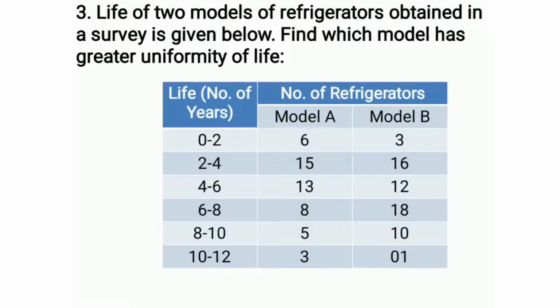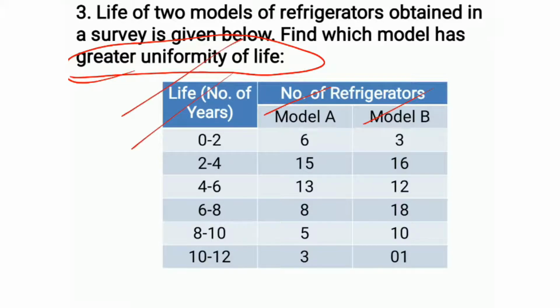Question number 3 states: the life of two models of refrigerator obtained in a survey is given below. Find which model has greater uniformity of life. So here you need to find which model, either model A or model B, has greater uniformity of life. There is a sample table given here: life in number of years, and number of refrigerators. For 0 to 2 years, model A is 6 and model B is 3. For 2 to 4, it is 15 and 16. So the table is given like this.